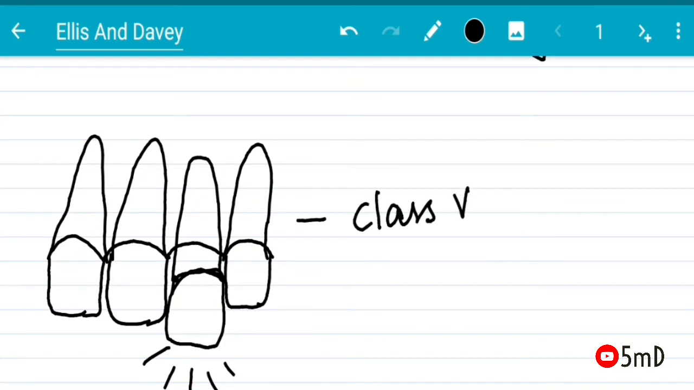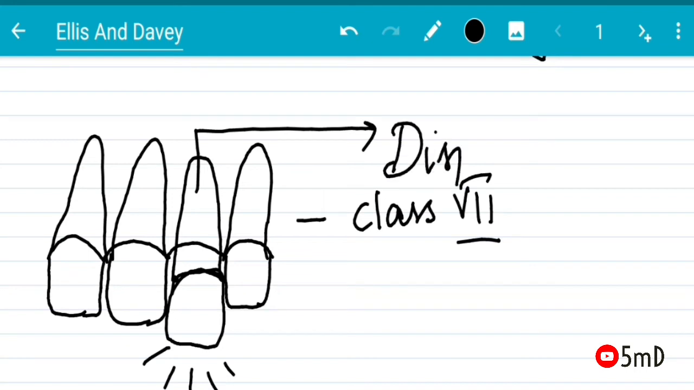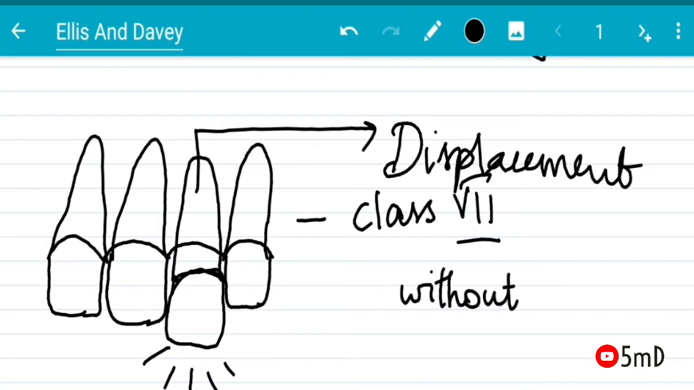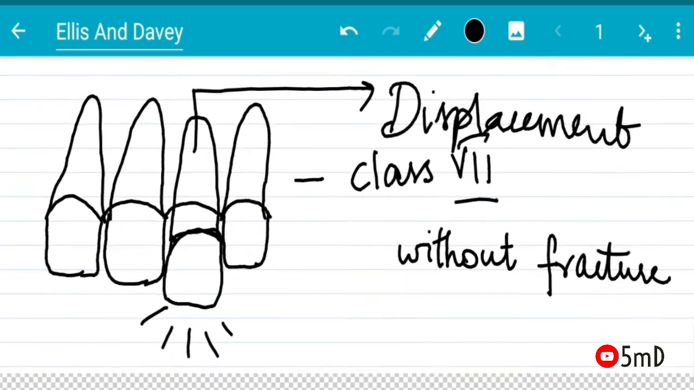What is class 7? It is the displacement of the tooth due to trauma without fracture of either crown or root. Only the displacement is seen. The tooth can be intruded, extruded, or just displaced. It is class 7.